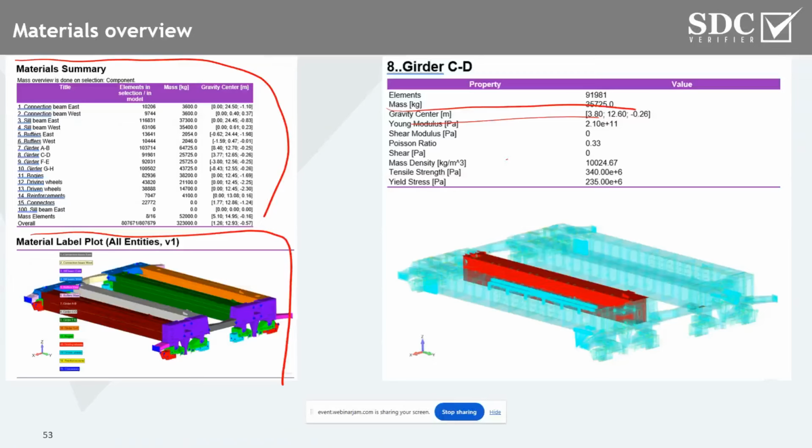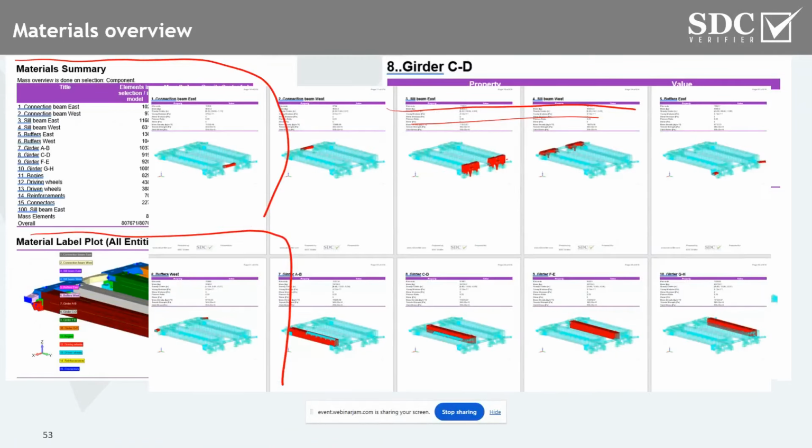Sometimes, for example, having a complex design, you might have multiple different materials, like hundreds. So the advantage is that this is all automatically generated. You don't have to do it manually. And you have comprehensive information about your material model.